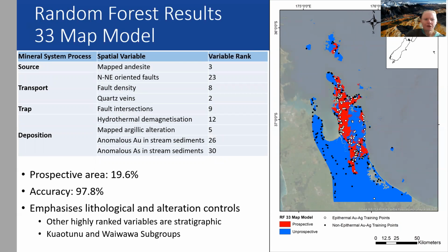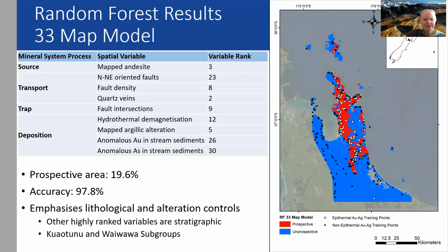And then the results for the 33 map model, again, we see the prospective area is about 19.6%. So it falls in the middle between the weights of evidence model and the 9 map random forest model. The accuracy is the best out of the 3 at predicting the location of our validation data. And then the variable ranks here, instead of going from 1 to 9, they go from 1 to 33, because there's 33 input maps. I can't list them all here, so just for comparison purposes, I'm showing the same 9.